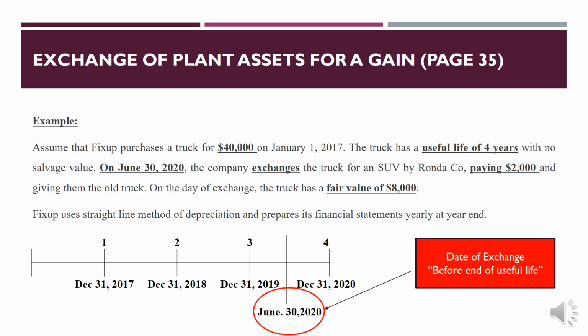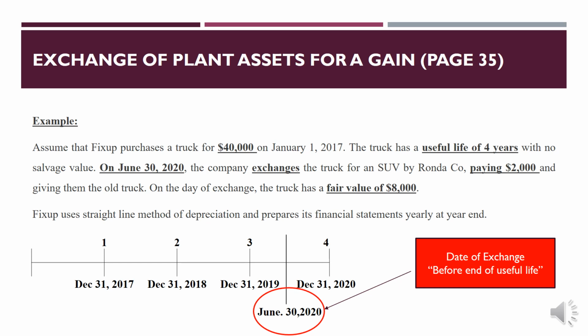Please open your book on page 35. Here we have an example where a truck was purchased on January 1, 2017 for $40,000. It has an expected useful life of 4 years with no salvage value. However, the company on June 30, 2020 decided to exchange the old truck with a new one by paying $2,000 and giving them the old truck. On the day of exchange, the old truck had a fair value of $8,000.